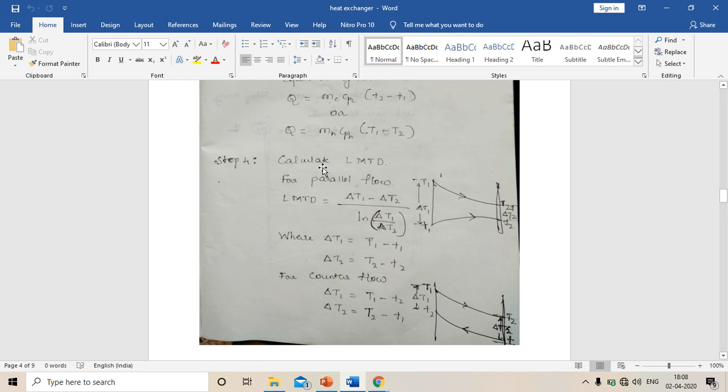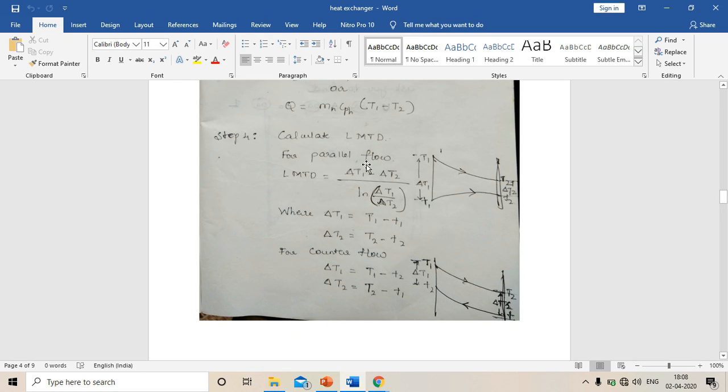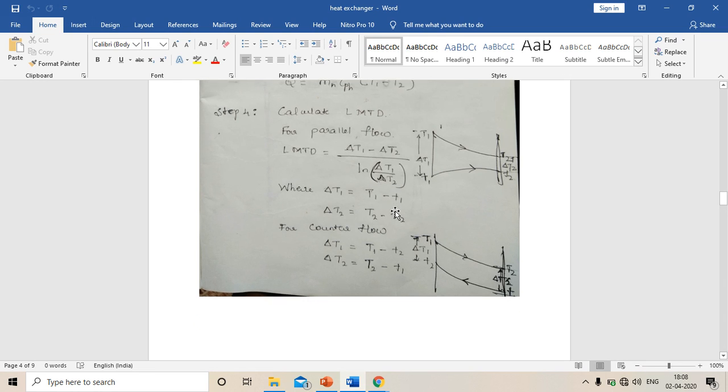And step 4 is very important. Calculate LMTD. For parallel flow, actually, the LMTD equation is the same for both parallel and counterflow heat exchangers. That is LMTD equal to delta T1 minus delta T2 divided by ln of delta T1 divided by delta T2. But delta T1 and delta T2 change depending on whether it's a parallel flow or counterflow. For parallel flow, you just refer to this diagram: delta T1 equal to capital T1 minus small t1, and delta T2 equal to capital T2 minus small t2.